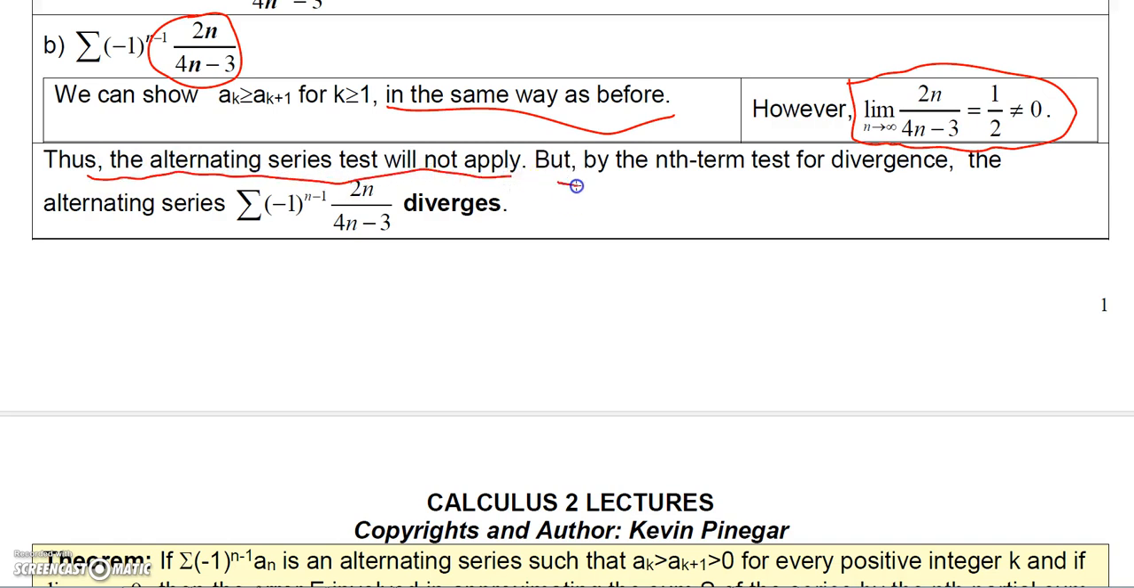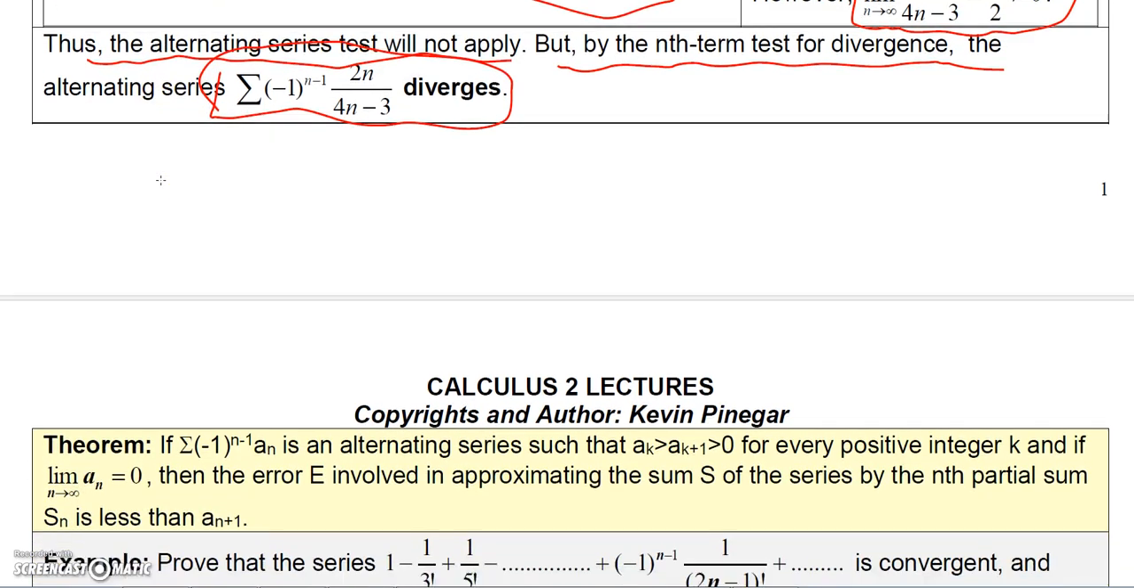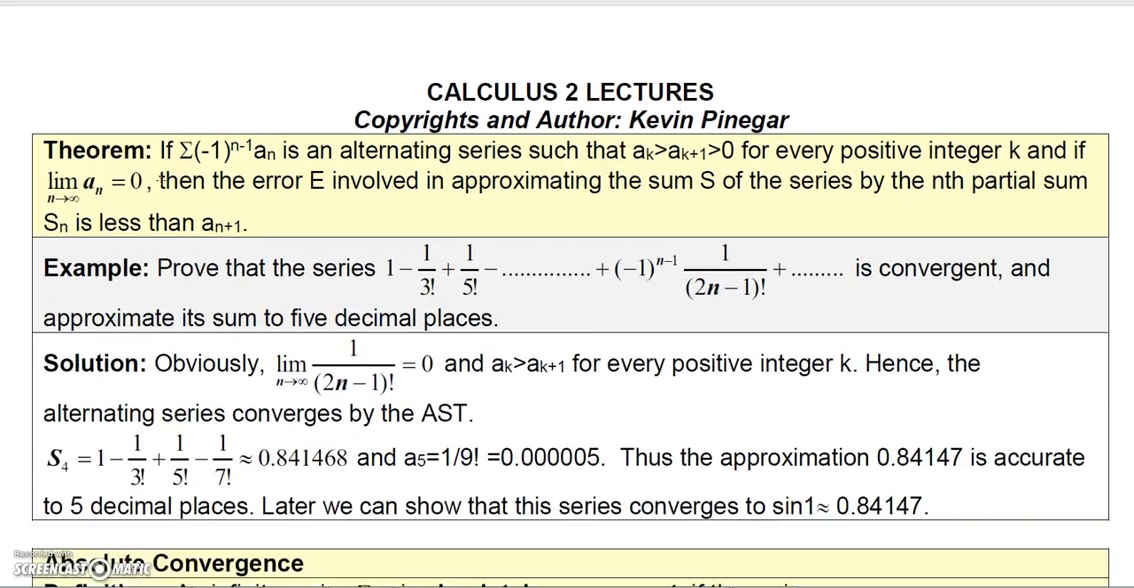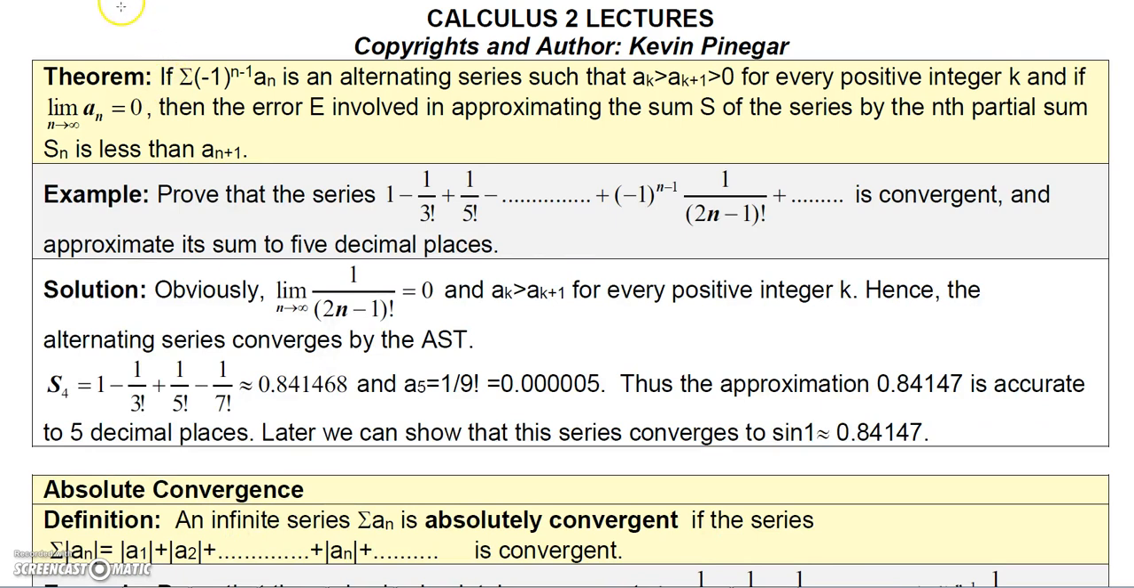But if you go back and check your nth term test for divergence that we talked about earlier, you'll actually find out that this alternating series will diverge. So again, just go check the nth term test for that.